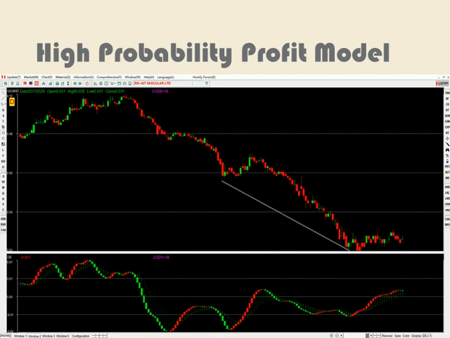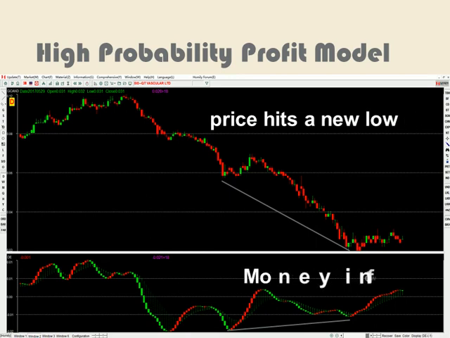We can see this one. Low point is lower, right? Low point is lower. And we see here, low point is lower or higher? Higher. What's that meaning? Price hits a new low, but money inflow. Price hits a new low, bank money inflow. You should know this stock may have chance to get in.